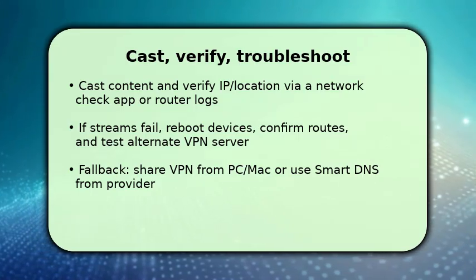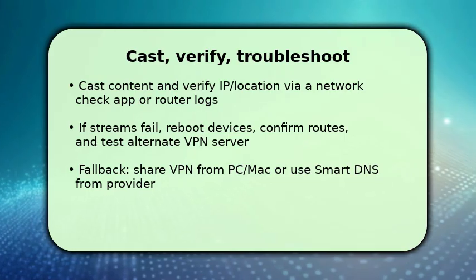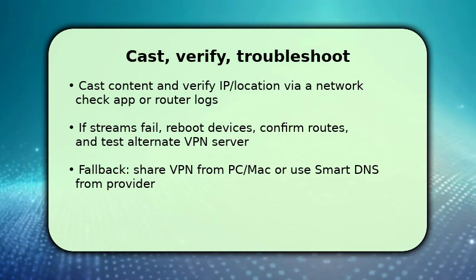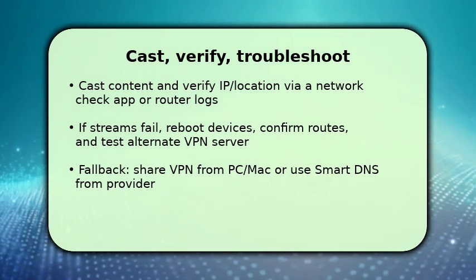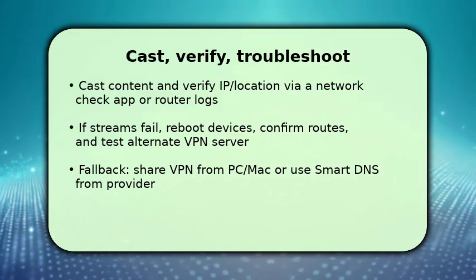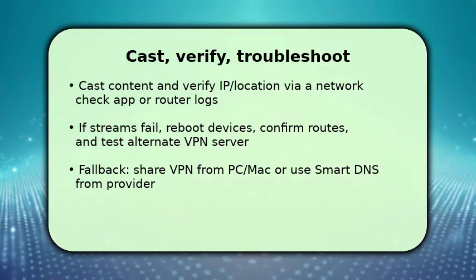Make sure the Chromecast IP is routed through the VPN gateway and try a different VPN server. If problems persist, temporarily share a PC/Mac VPN connection or use your VPN's Smart DNS option. These are common fallbacks that restore streaming quickly.